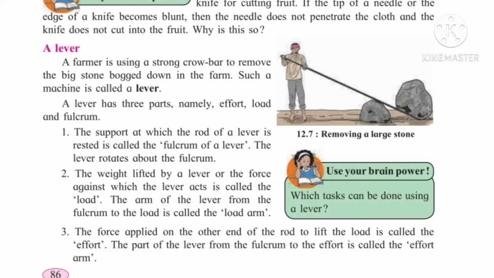Now the third part: the force applied on the other end of the rod to lift the load is called the effort. Effort means force. The part of the lever from the fulcrum to the effort is called the effort arm.